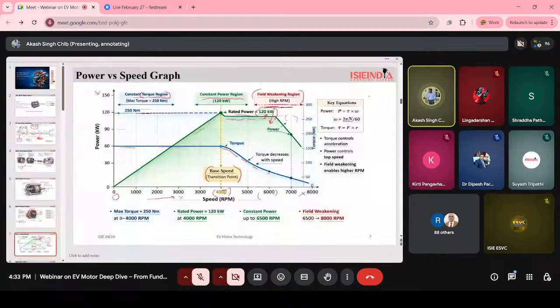And here you can see some key equations also. Power is equal to tau into omega, and omega is equal to 2 pi N upon 60. Now this tau is the torque we are getting, and omega is the angular speed.